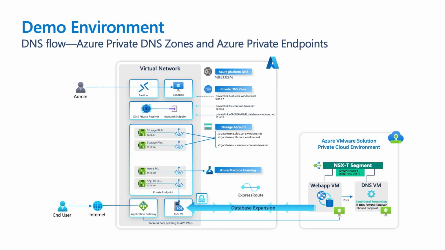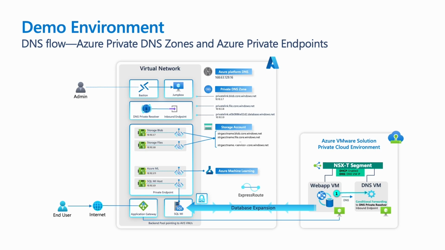And that web app basically needs to get the address of the SQL MI instance to establish a connection, but it wants that private IP address to make the secure and private connection. So let's walk through this flow. We basically start off with the web app VM. It's configured to resolve DNS from its local DNS virtual machine.